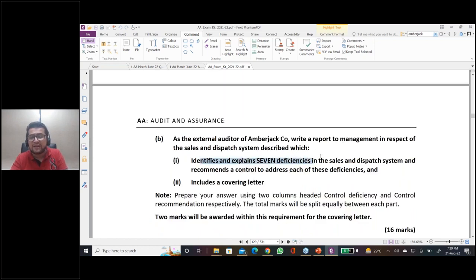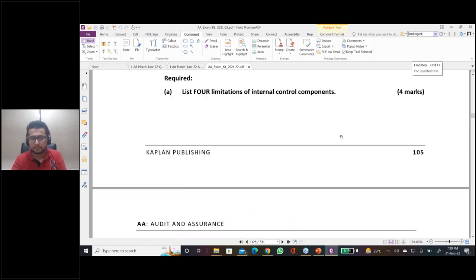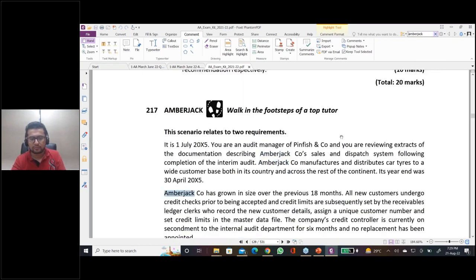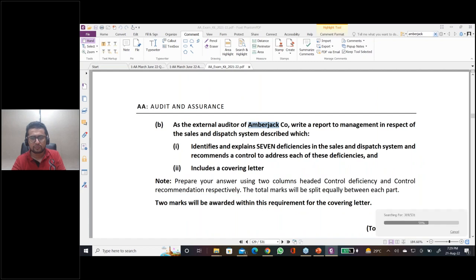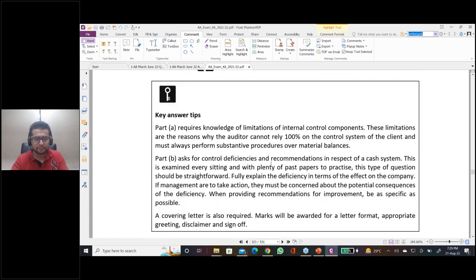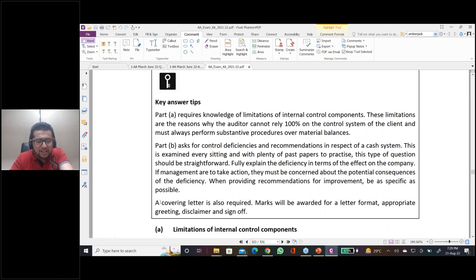Identify and explain 7 deficiencies in the sales and dispatch system and then provide 7 recommendations. So 7 2s are 14, but the marks are 16. Why is that? Because there are 2 extra marks available for the covering letter. Now, what do I mean by covering letter? A covering letter is also required. Marks will be awarded for a letter format.